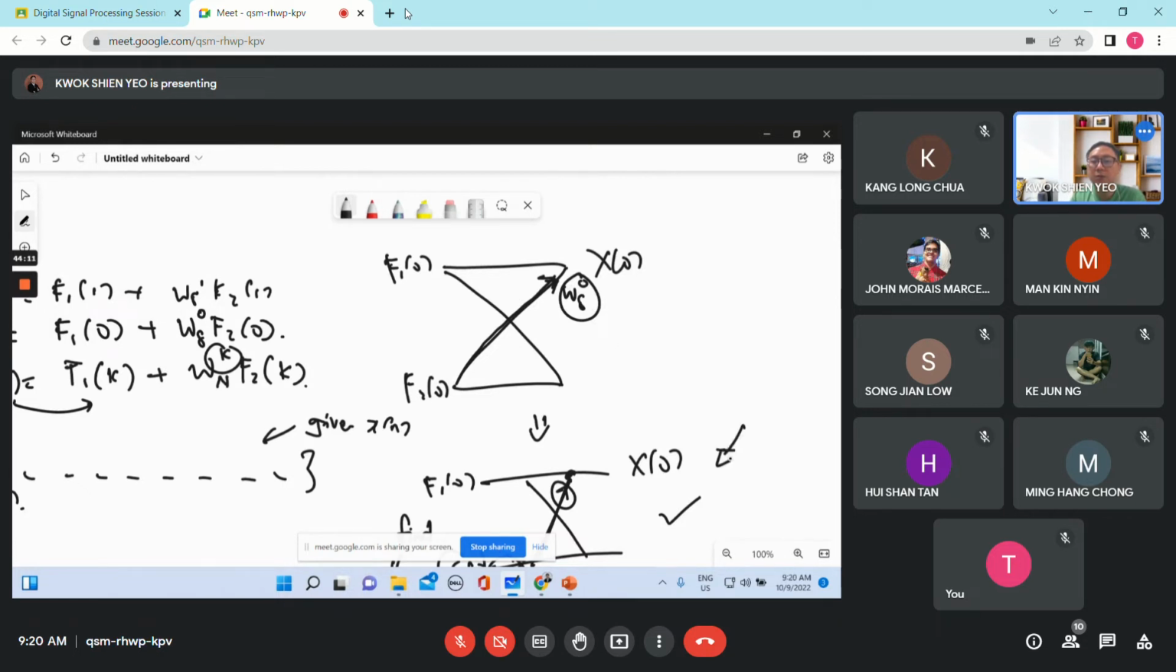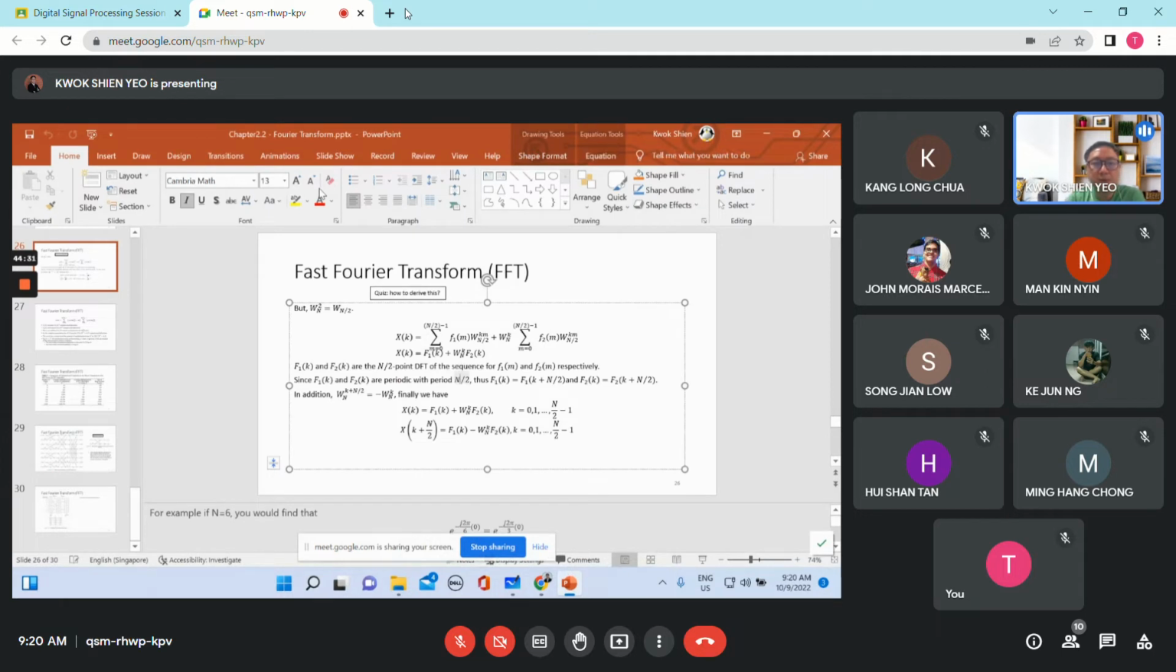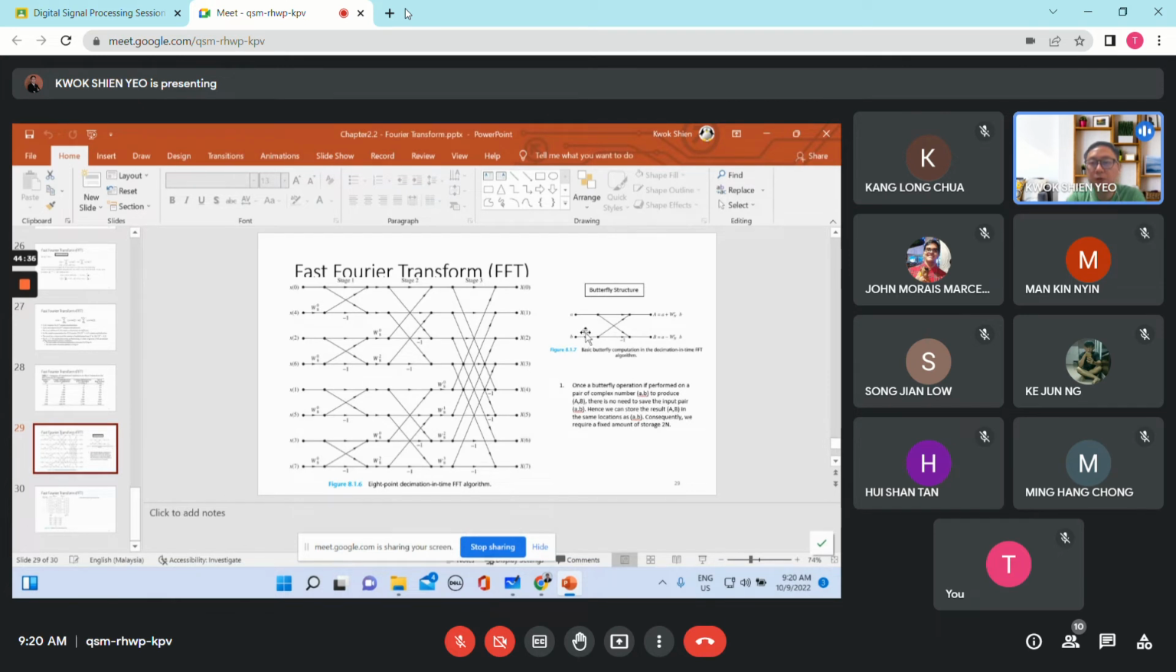So this is the textbook butterfly structure. This is the style that I use. I put it near to X0, but the textbook puts it near to F2. So both can be used. If you look at the structure here, it actually moves it near to the input. But if you want to move it near to the output, it is also okay, no problem. For my style, I put it near to the output, so I'll stick to that.